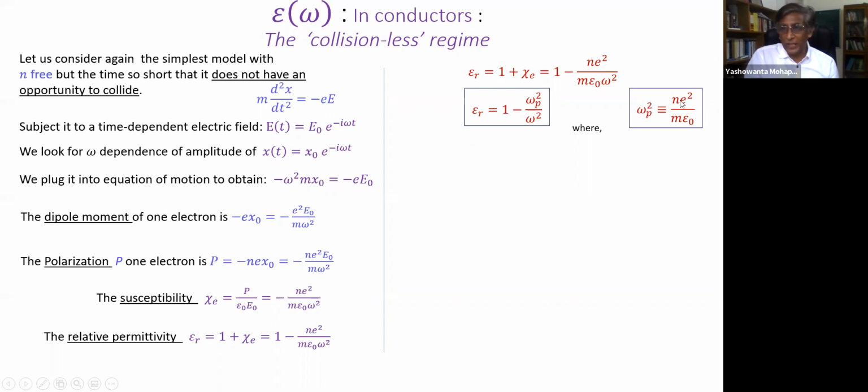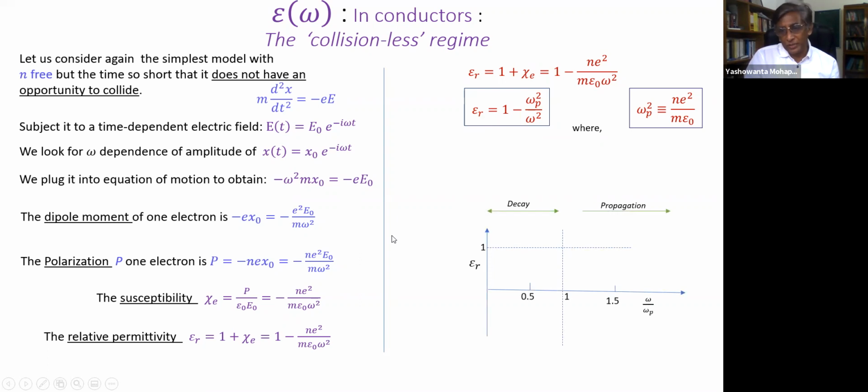Omega p square is defined by this, and that seems to be a characteristic frequency for that material because it only depends on n, e square and m epsilon naught. So if I know the electron concentration of the metal or the conductor, I can find the characteristic omega p. That is a material dependent property, and my epsilon r simply depends on 1 minus omega p square by omega square. So I have figured out the omega dependence of the relative permittivity for this simple model. That was our main aim.